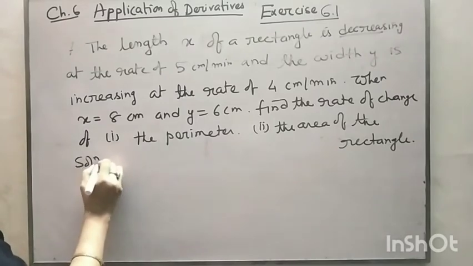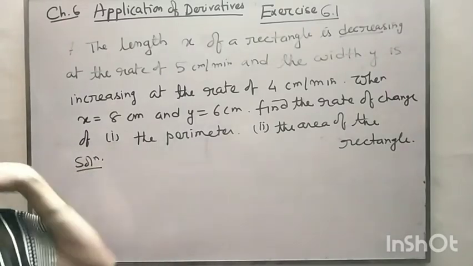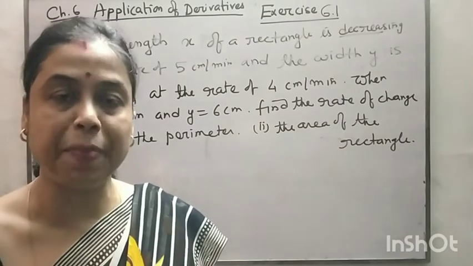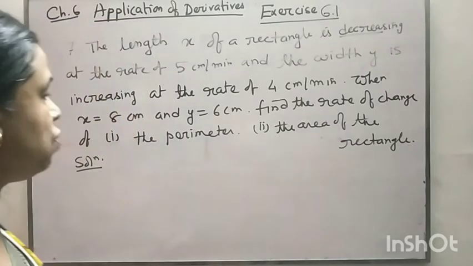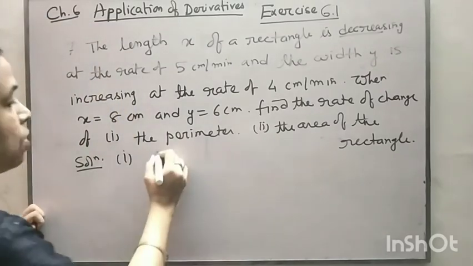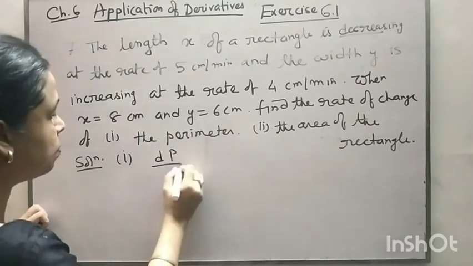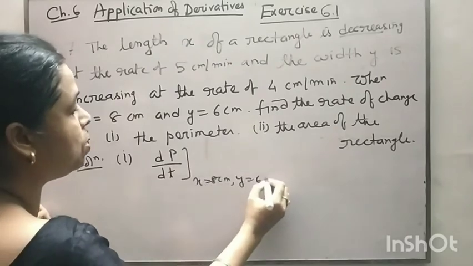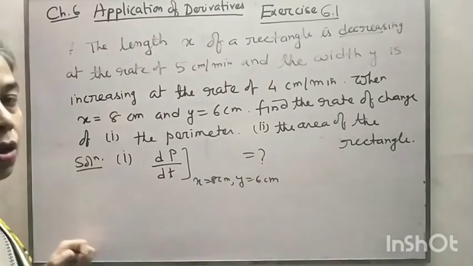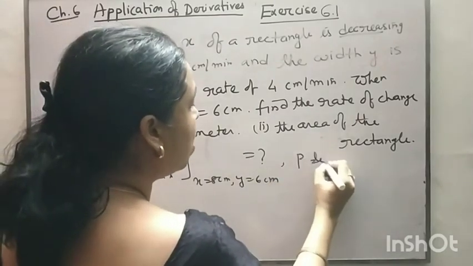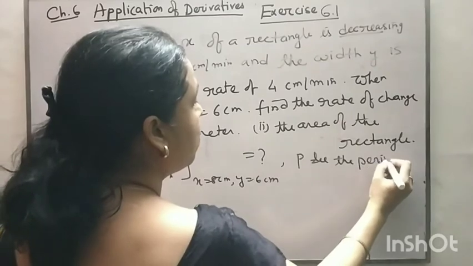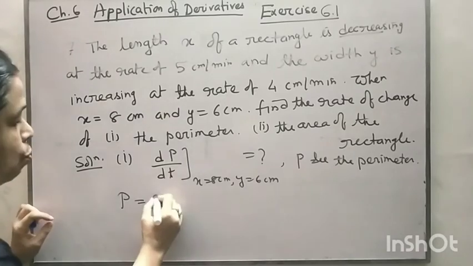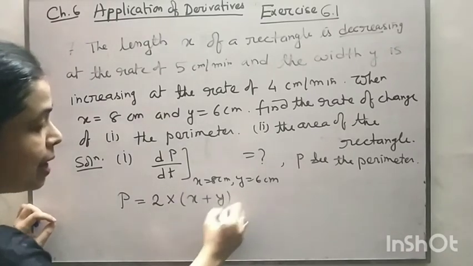So as in the question here, x and y are the length and the breadth, so no need to write it again. So you are in the form to write down the formula of the perimeter and the area. Your first question, you have to get the perimeter. So rate of change of perimeter, let us denote P as the perimeter, at the instant when x equal to 8 centimeter and y is equal to 6 centimeter. You know the formula of the perimeter of a rectangle. What is it? 2 times of length plus breadth.